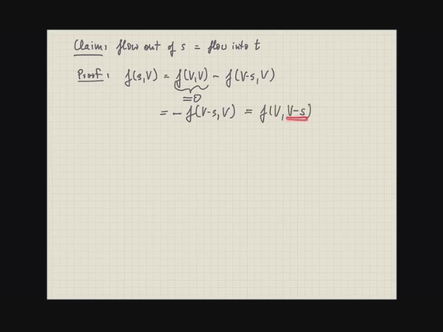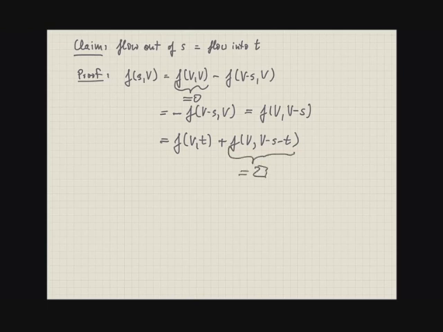Now this subset of nodes, V without S, also includes the target node T. So let me just split that up again in the same way like I did before. So this is equal to the flow from V to T plus the flow from V to V minus S minus T. Now what is the flow from V to V minus S minus T? Let me just write down what that actually is.